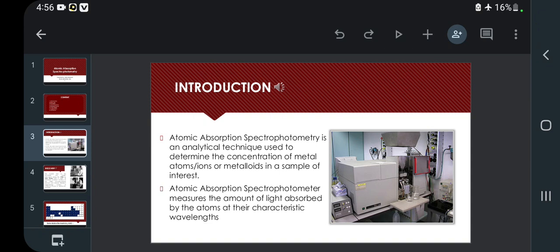So here's the introduction of atomic absorption spectrophotometry. It is an analytical technique used to determine the concentration of metal atoms, ions, or metalloids in a sample of interest. Atomic absorption spectrophotometer measures the amount of light absorbed by the atom at their characteristic wavelengths.